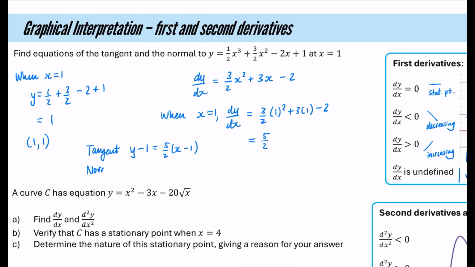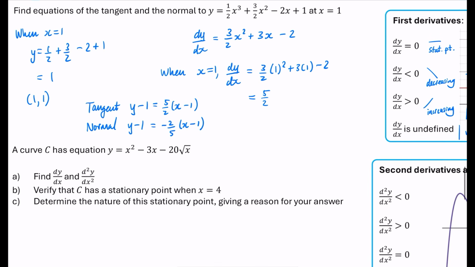Now, the normal is something that is perpendicular to the tangent at that point. So it would be the same as y minus y1, but we would take the negative reciprocal here as minus 2/5 times x minus 1. And if you want to, you can put this on a graph and you can see. I might actually add it into the PDF if I can squeeze a small diagram in so you can see that one is a tangent and one is a normal.